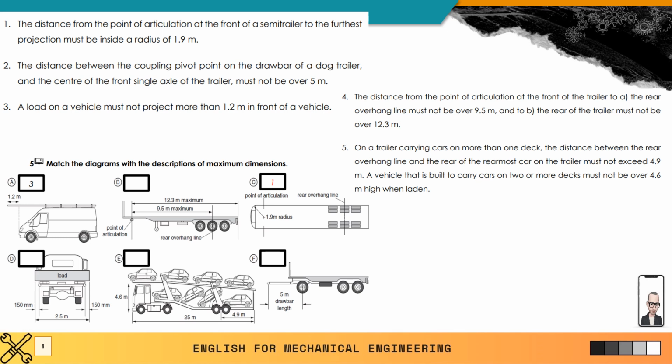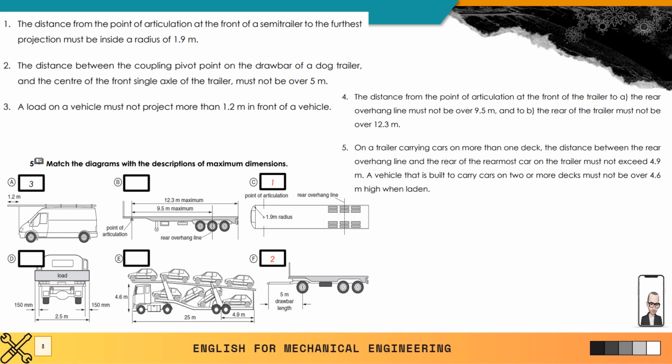Number 2, the distance between the coupling pivot point and the drawbar of the dog trailer and the center of the front single axle of the trailer must not be over 5 meters, right? Pivot point 5 meters, and so on. This will be F, okay? So 5 meters drawbar length. Number 3, a load on a vehicle must not project more than 1.2 meters in front of a vehicle. Okay, so in front of 1.2 meters, this is actually the example number 3 you will see with diagram A.